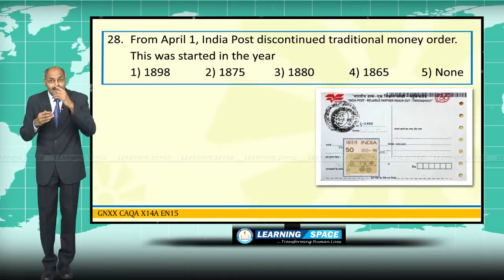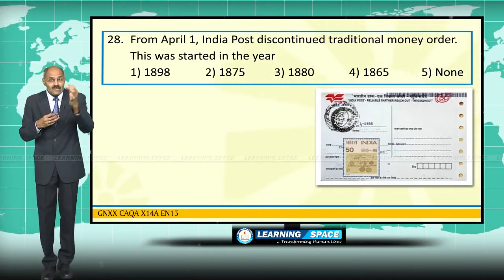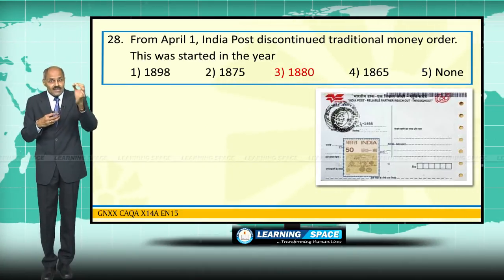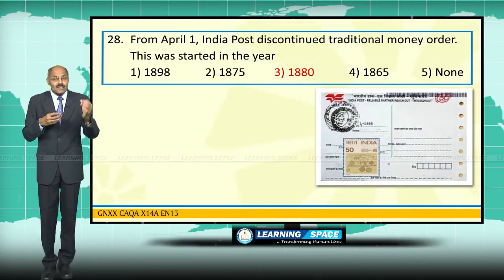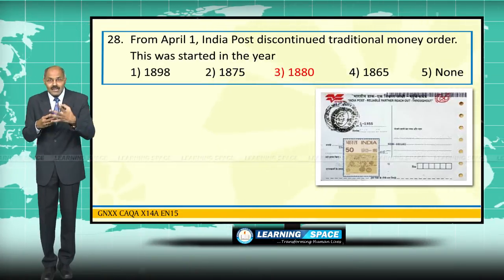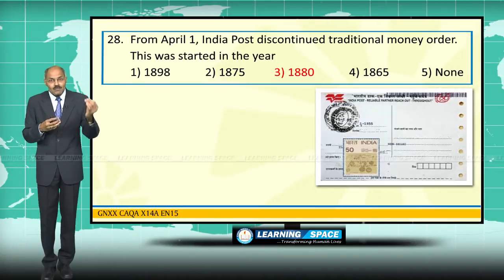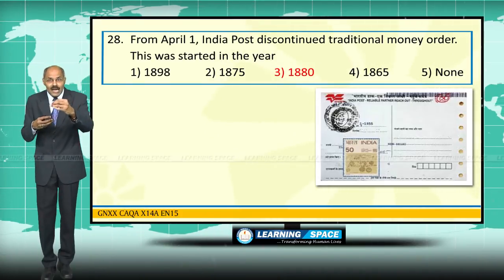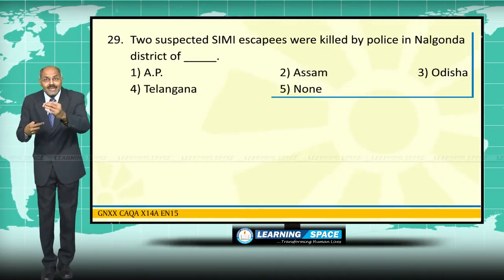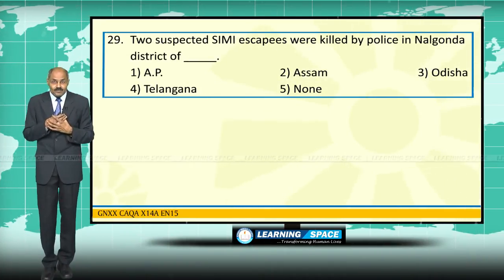And this traditional money order was started in the year 1880. But some newspapers gave the years as 81 and 82. Please don't confuse. As per the authentic report, I took this as 1880. Right, friends?